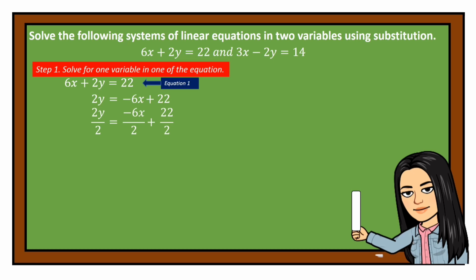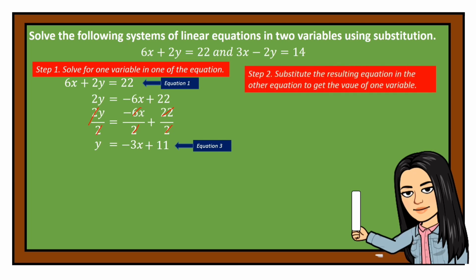So, we have here 2y divided by 2. So, we only have here the variable y. Equals negative 6x divided by 2 is equal to negative 3x, and then 22 divided by 2 is equal to 11. Okay, so nasolve na natin ang one variable, and that is variable y. So, pwede natin tong ilagay as equation number 3.